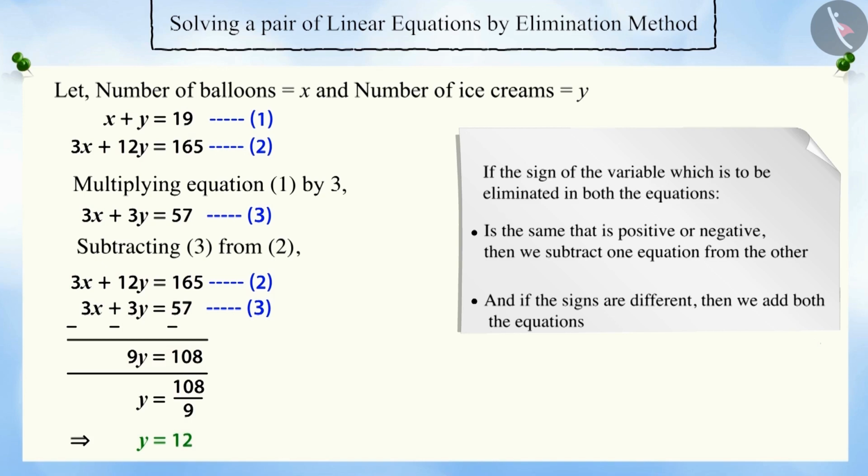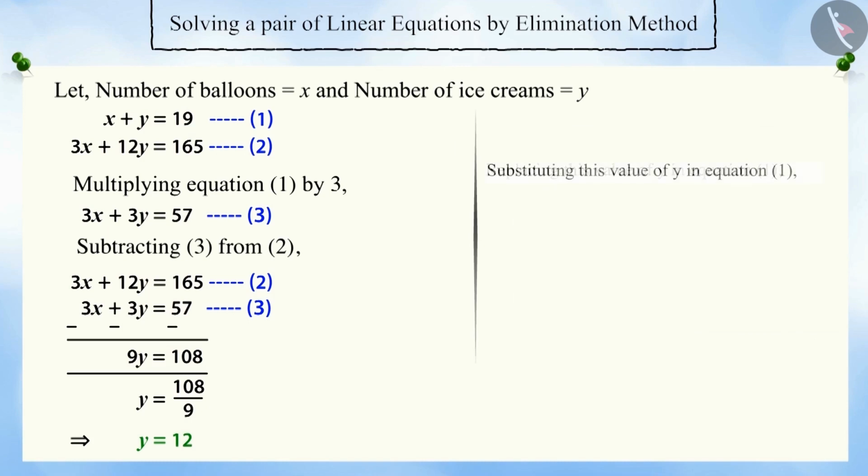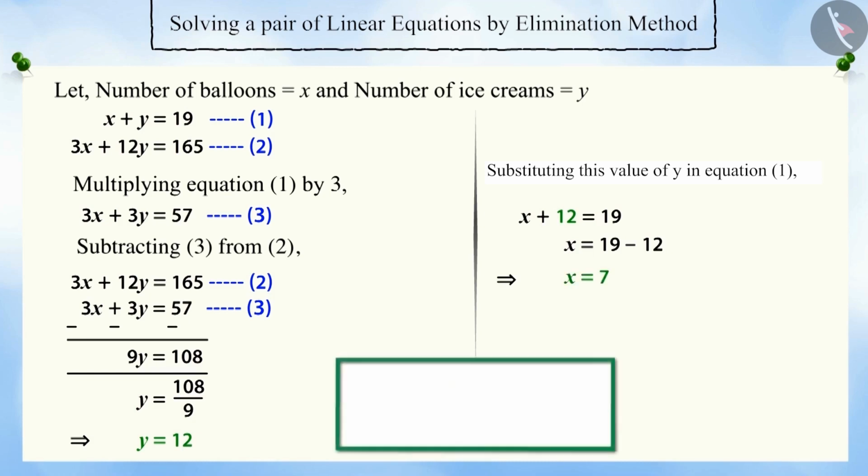Now, we need to replace this value of y in any of the given equations. Let's replace this value of y in equation 1. Solving further, we get x is equal to 7. Therefore, Rahul bought 7 balloons and 12 ice creams.